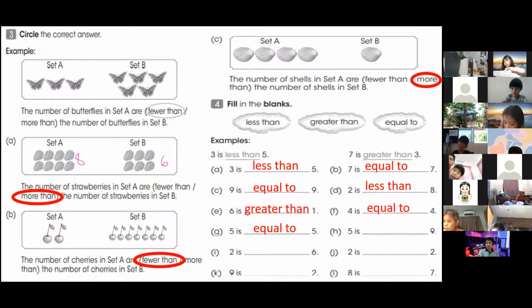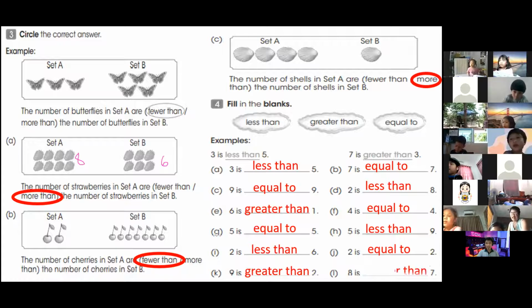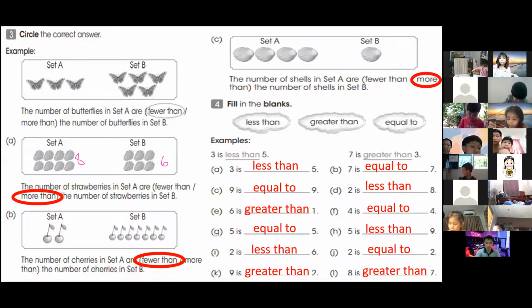Letter H, 5 is less than 9. Letter I, 2 is less than 6. And letter J, 2 is equal to 2. And letter K, 9 is greater than 2. And the last letter, letter L, 8 and 7, 8 is greater than 7. Okay, 8 is greater than 7. So you can do it.